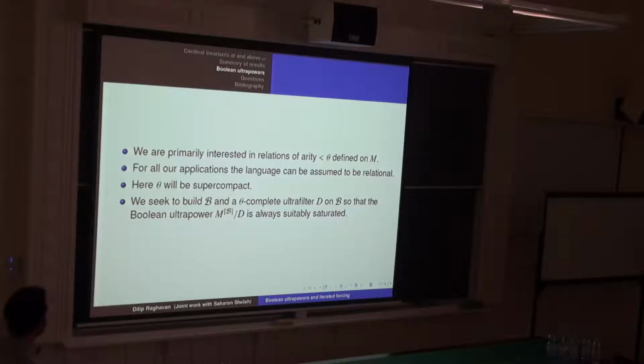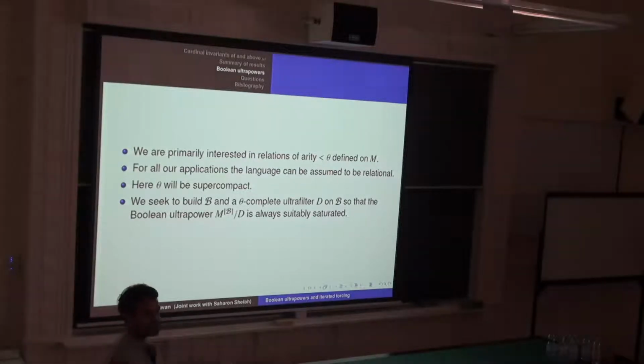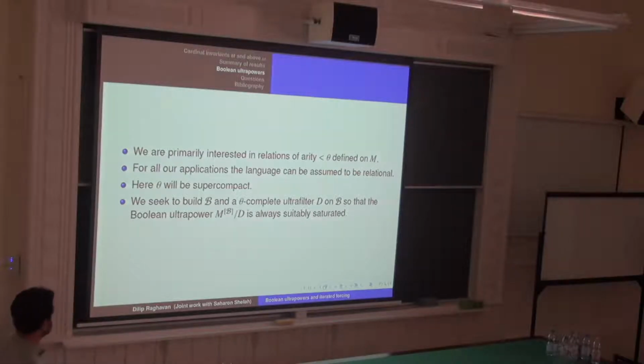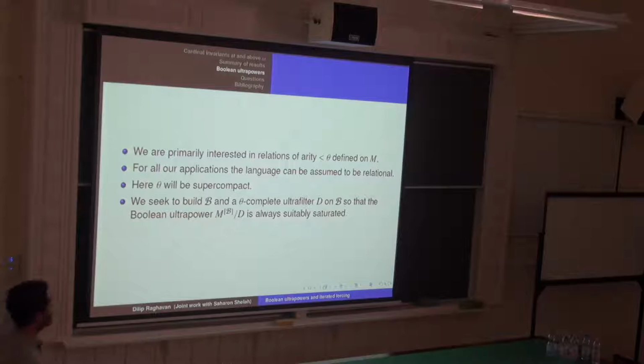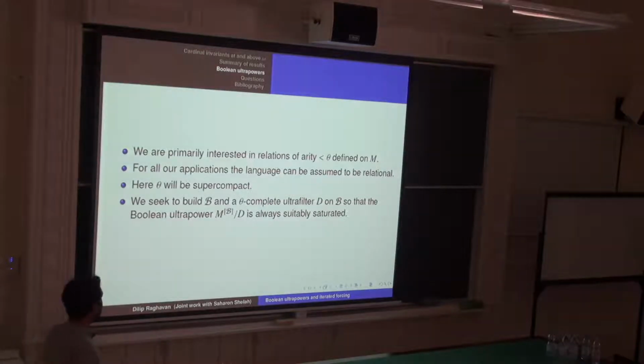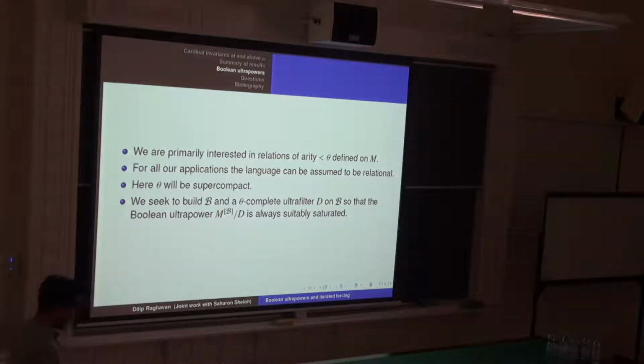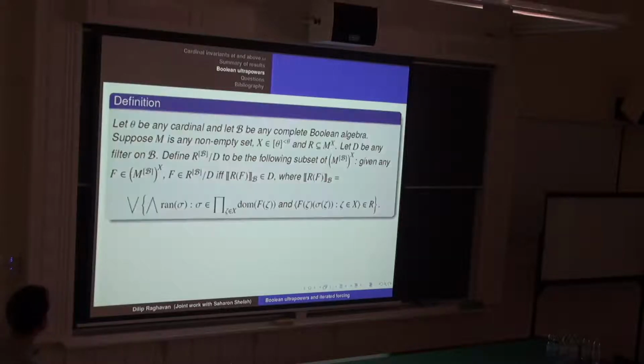Okay, and so what is the overall goal? The overall goal is to build a Boolean algebra B, and to build a theta complete ultrafilter D on B, so that the Boolean ultrapower is saturated in some suitably defined sense. So we want to find a B like this, and we want to find an ultrafilter D like this, which is theta complete, and moreover, the Boolean ultrapower is suitably saturated.